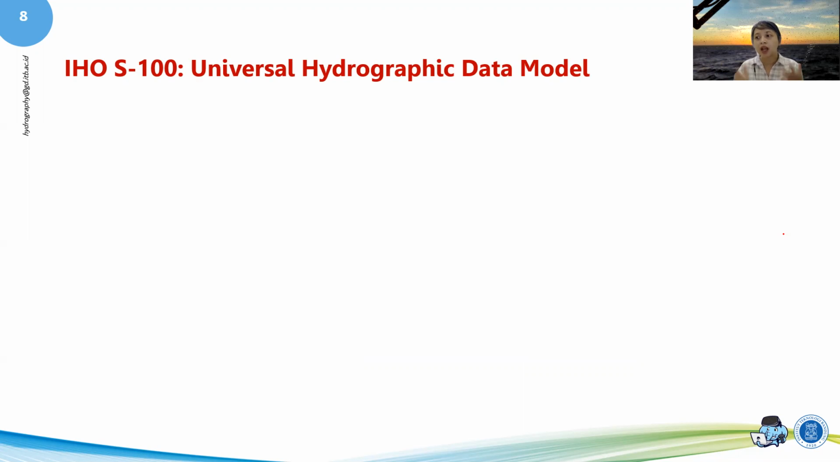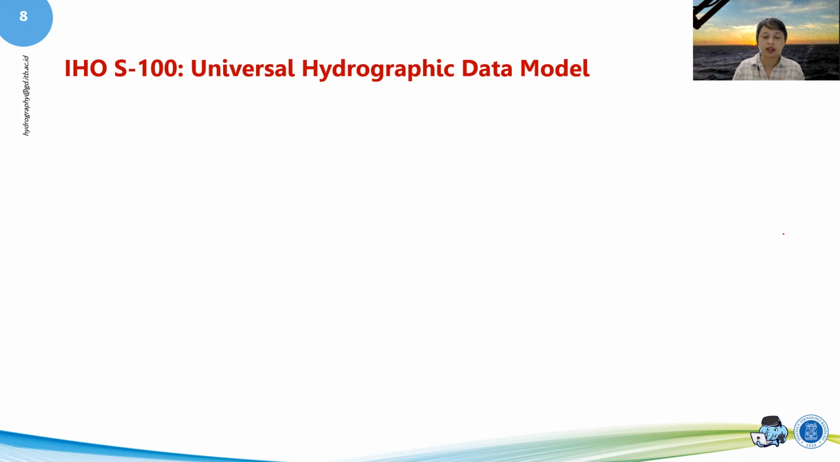So S44 is basically a guide to plan your survey lines, for example, and then to check if your data has complied with the standards, the order 1B, order 1A, etc. And that's basically S44.